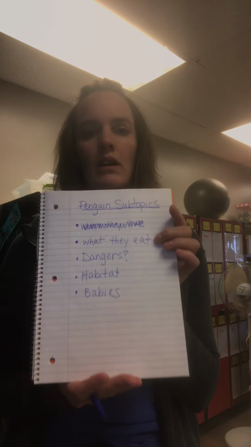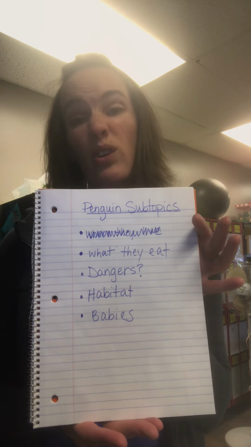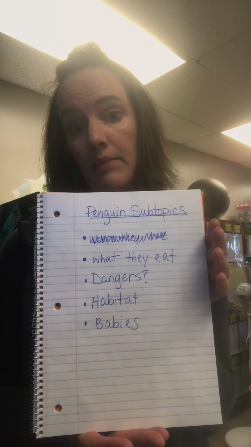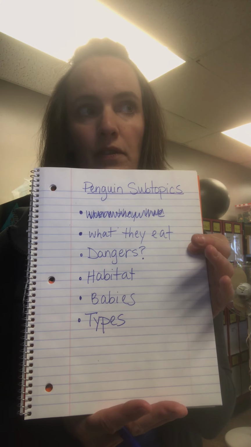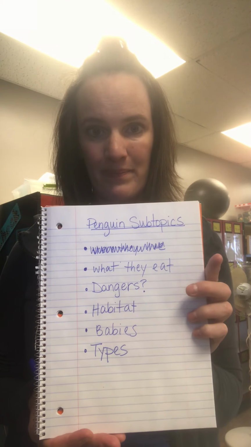Again, as you look through your table of contents, you might choose a different subtopic, or you might add one. Okay? Oh, I got one more. I just thought of it. Types. Remember how I told you that the emperor penguin is super tall? There are a lot of types of penguins, and I know from my prior research that there's lots of different types. So I'm going to add that. So I've got 5 subtopics in my reader's notebook.